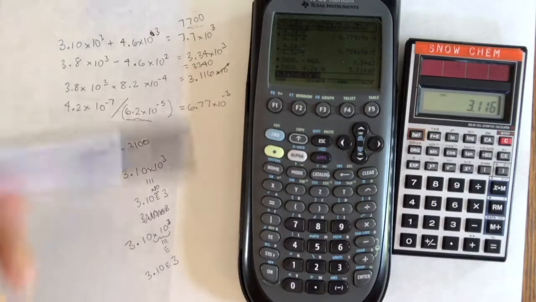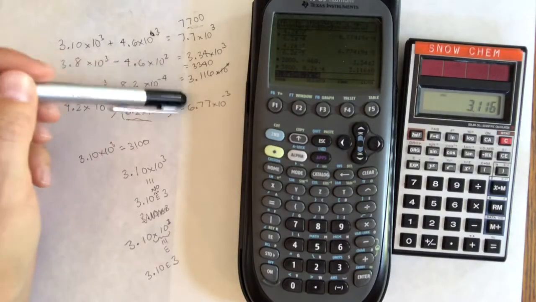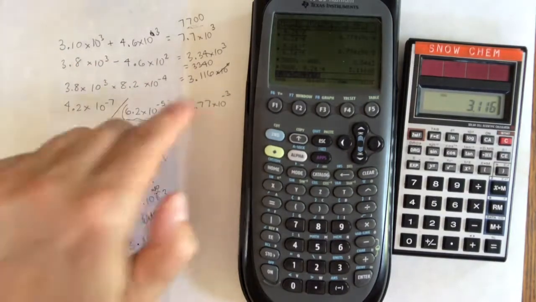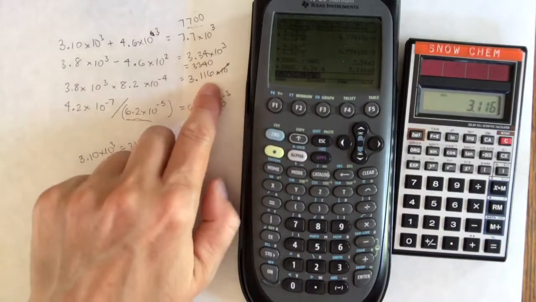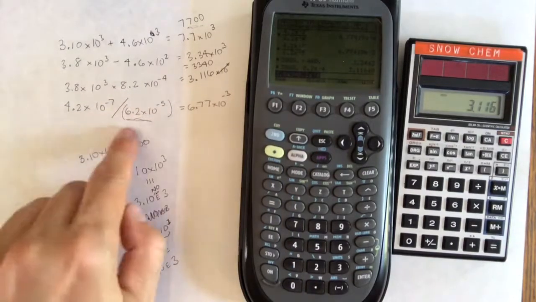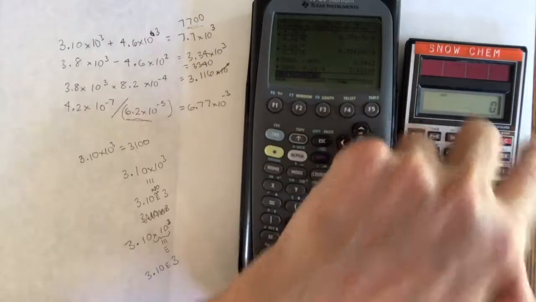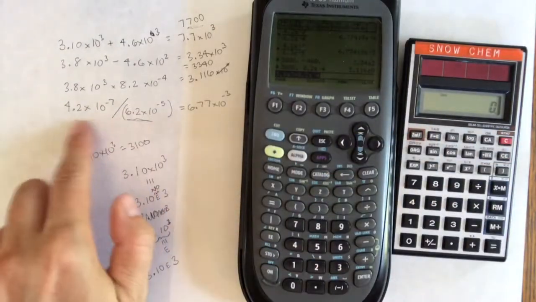And that's equal to, and I have 3.116. So that's the same answer I got with the TI. So that's hopefully the correct answer. So I'm going to clear this. Now I want to do the divide.